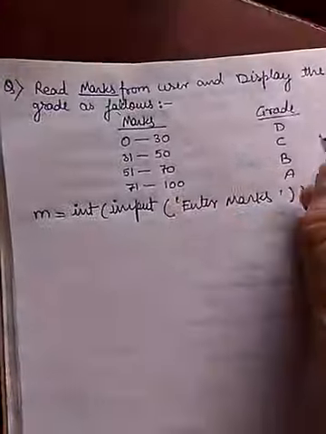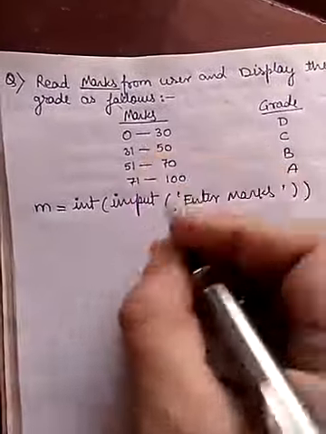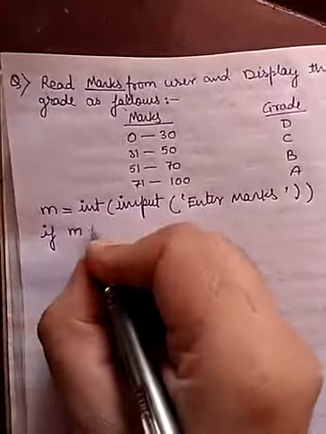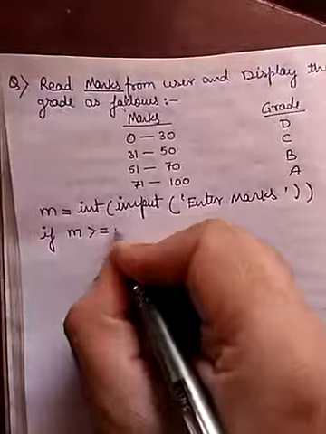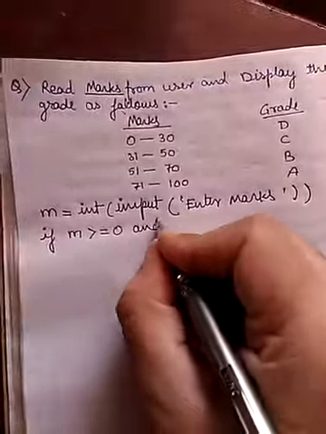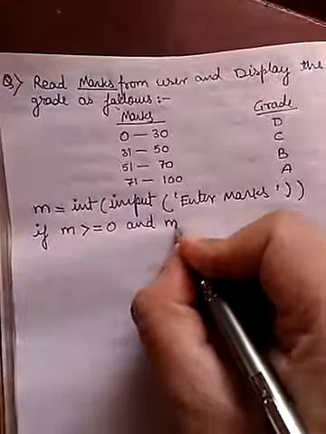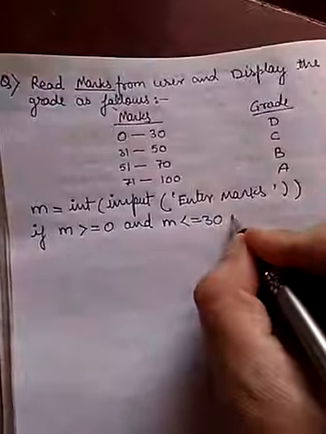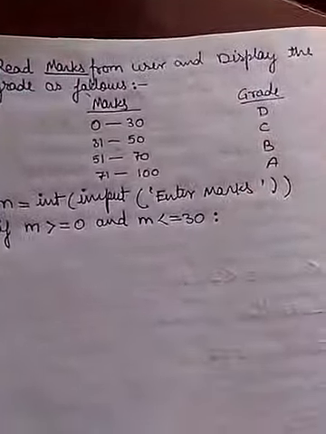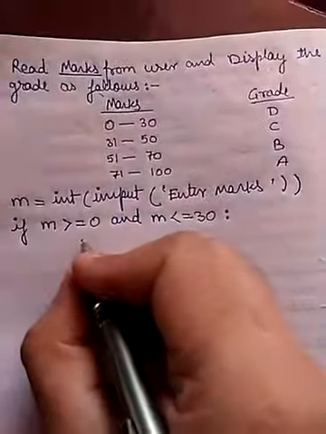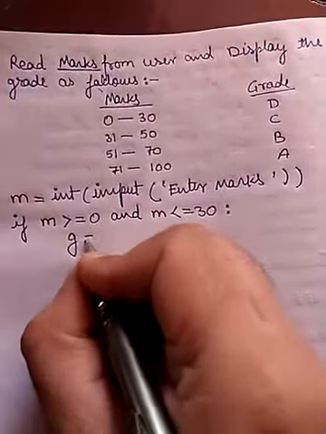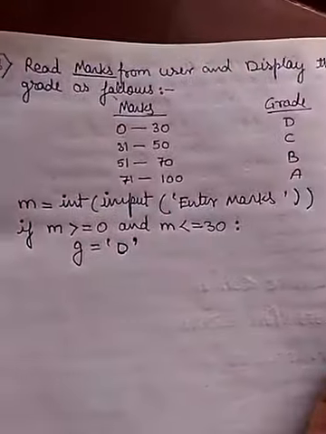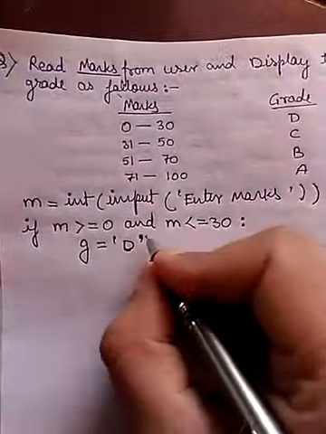Now we have to perform this work on the basis of condition. So first we need to check the condition. If marks is greater than equal to 0 and marks is less than equal to 30 colon. In this way we want to have the grade D. So let us take a variable, let us say G equal to, in quotes we are writing the value, that is D. It is a string value, that's why we have to write in the quotes.